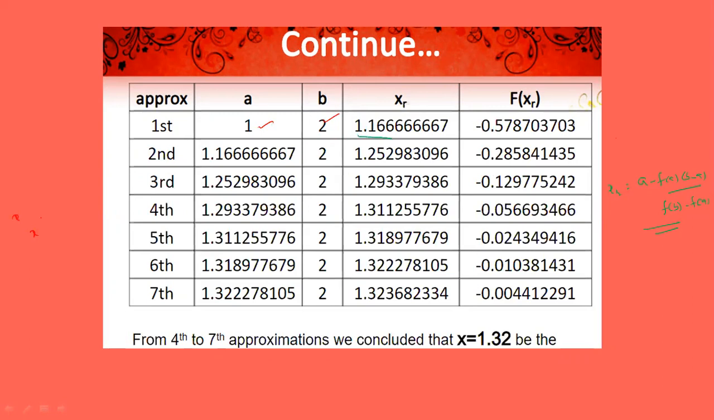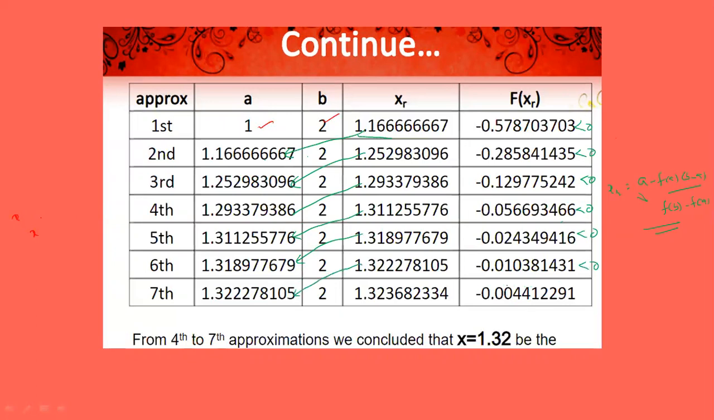Again, because it is less than 0, this root will come to the a place. Now this is a and this is b. Apply the same formula. You get this. Again less than 0, so it will come to the a place again. Apply the same formula again. Again less than 0, so this will come here. This is again less than 0, so this will come here. This is again less than 0, so this will come here.